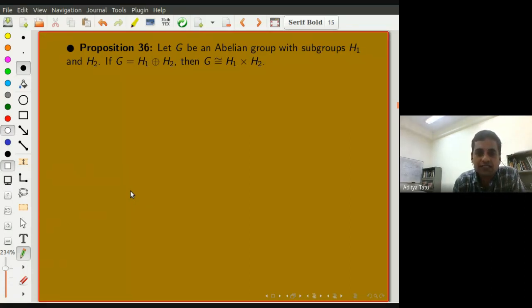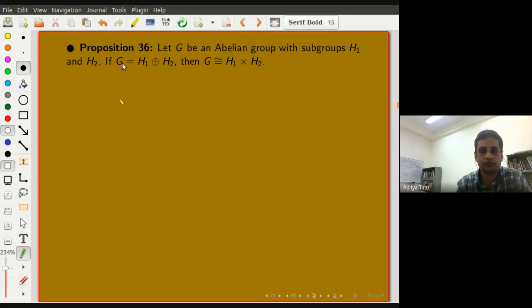I think this is something we have already proved. If G is an abelian group with subgroups H1 and H2, and G is the direct sum of H1 and H2, then G is isomorphic to the Cartesian product of H1 and H2. That is just, I think, proposition 34, second part.